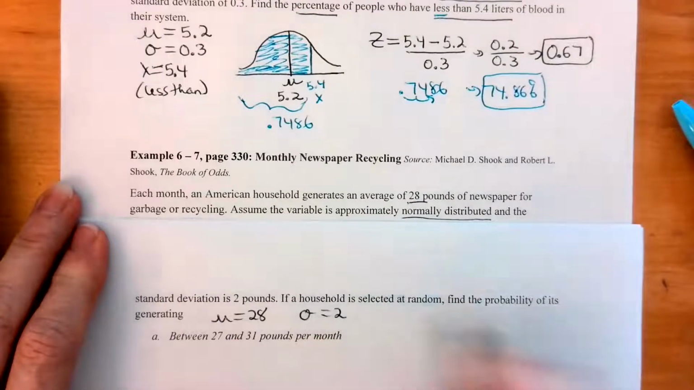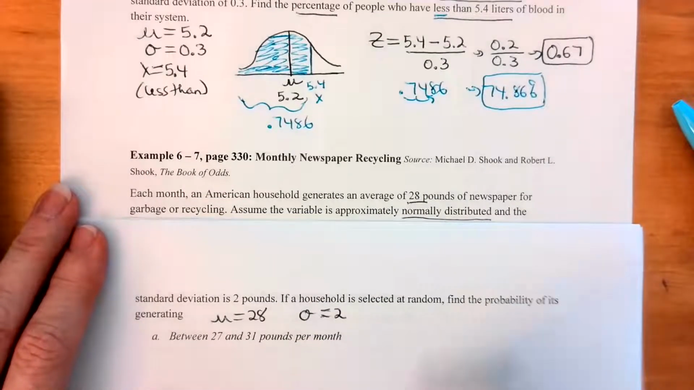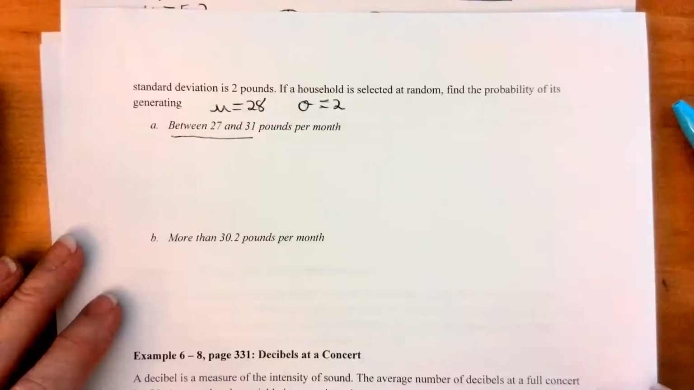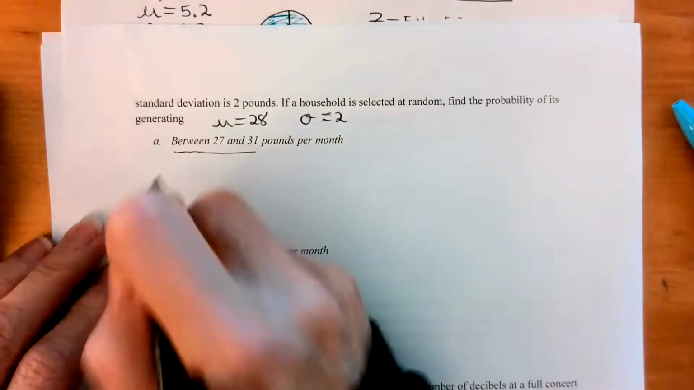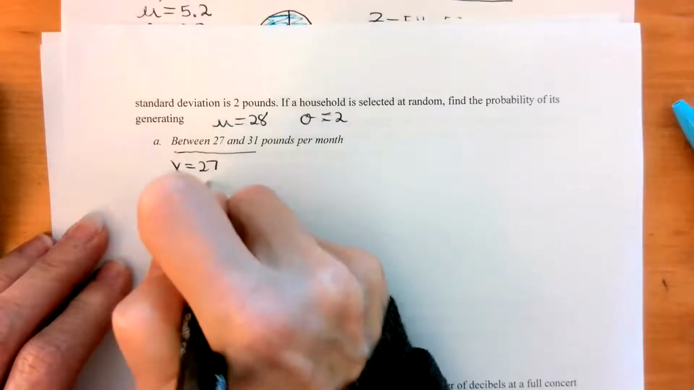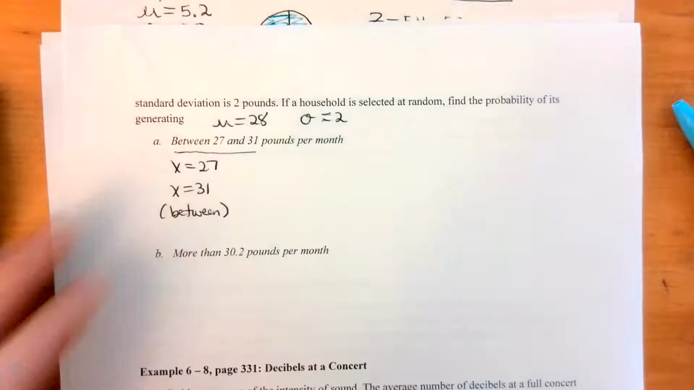So there's sigma. If a household is selected at random, find the probability of its generating between 27 and 31 pounds per month, and then more than 30.2 pounds per month. So we'll take them one at a time. So we have two data values here. We have X 27 and X 31, and we want the area, which is probability, between.